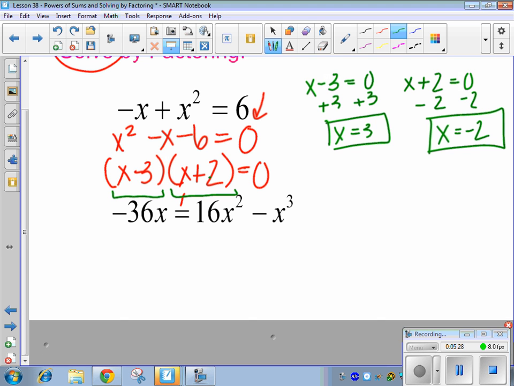So again, I want to make sure that everything's on one side and I have 0 on the other side. Another thing that's really helpful when I'm factoring is if my highest degree is the x cubed, I want this term to be positive. So I'm going to move these two things over to the left side. I would be adding x cubed to both sides, so I would have x cubed, I would subtract 16x squared, and then I would still have this minus 36x equals 0.